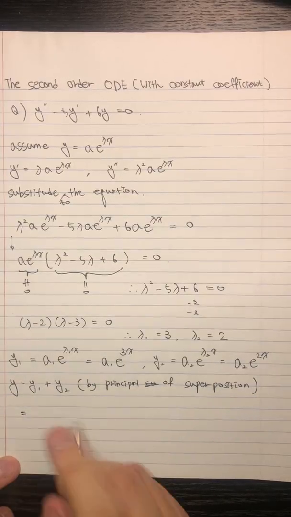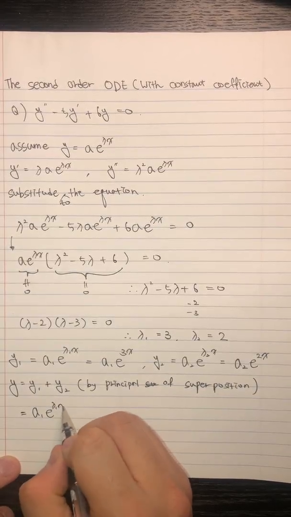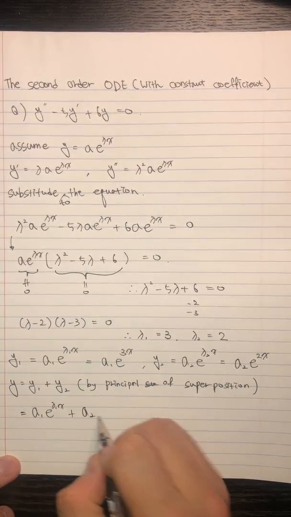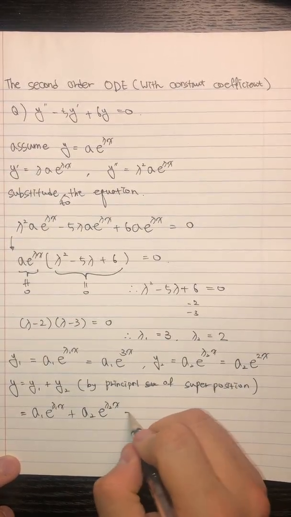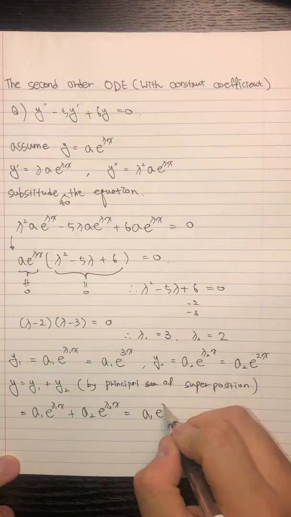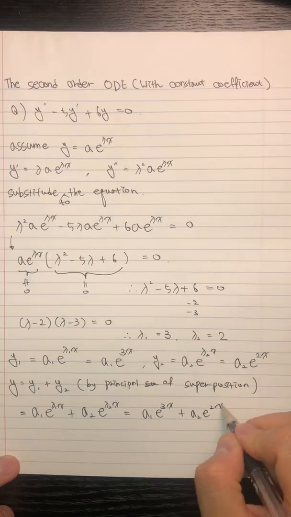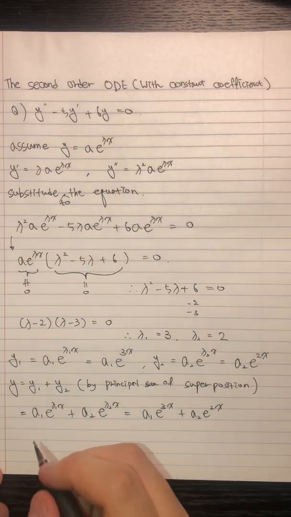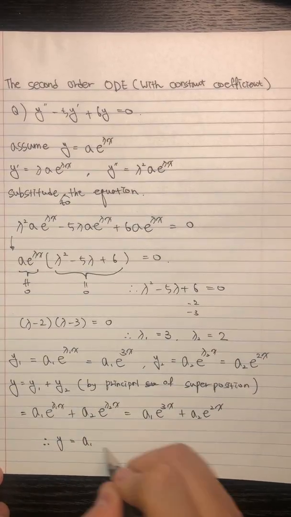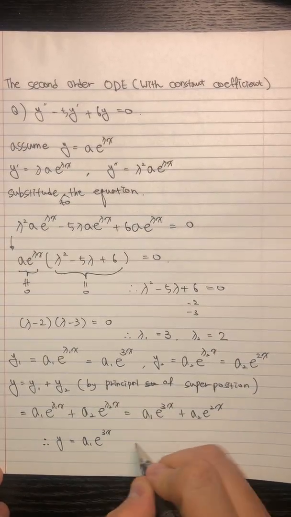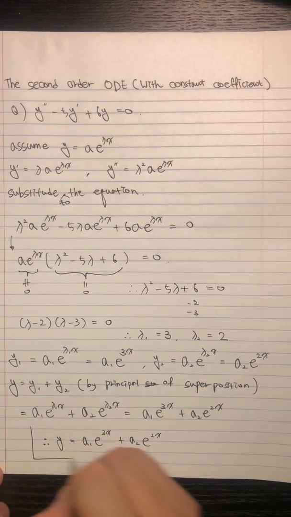So what is y? y is a1 exponential lambda 1x and plus a2 exponential lambda 2x, right? So a1 exponential 3x and plus a2 exponential 2x, right? So y equal to a1 exponential 3x plus a2 exponential 2x. Here's my answer.